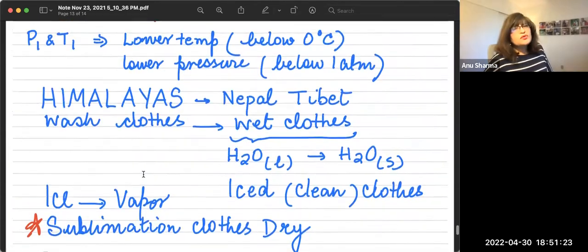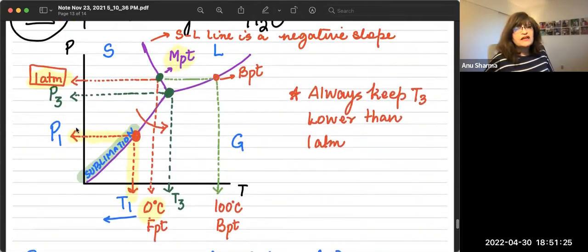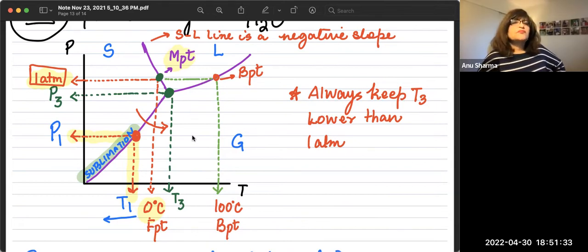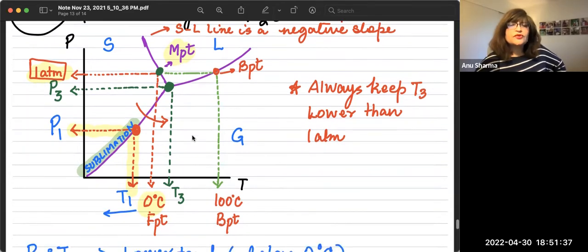Okay, so this type of question can be asked again: tell at what temperature and what pressure, what kind of state is going to exist. Tell whether a substance would be, what is the process going to be?